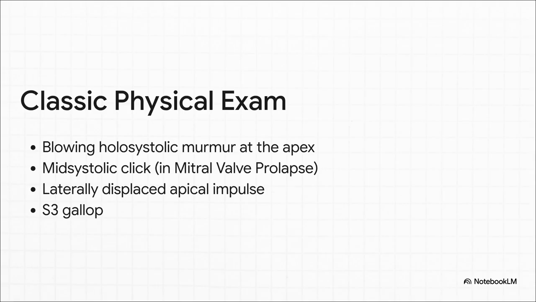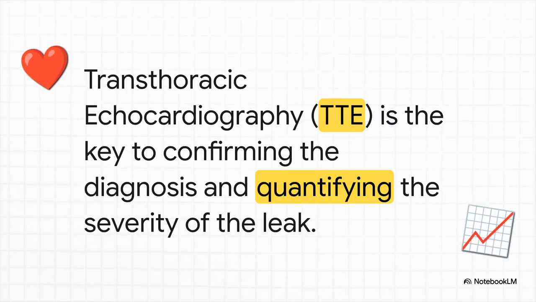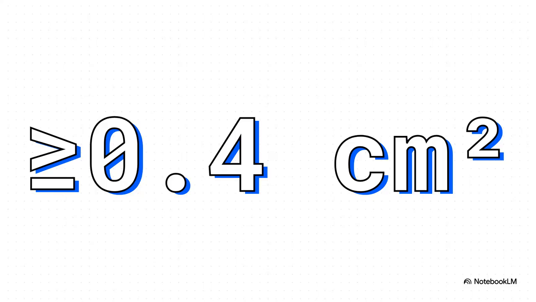Now, as important as the exam is, you gotta get the echo. It's what gives us the hard numbers we need to make the big decisions. It is the gold standard, period. It confirms the diagnosis, it tells us why it's happening, and crucially, it lets us grade just how bad that leak is. So how do we actually define severe? Well, the guidelines give us a few key numbers to hang our hats on.